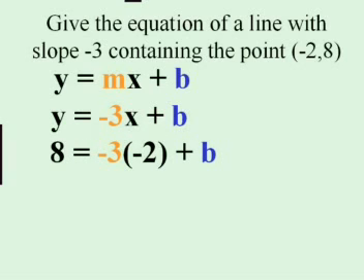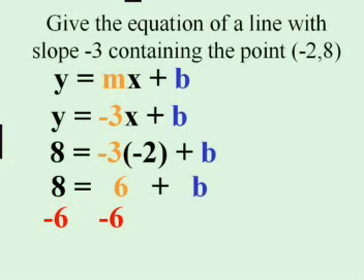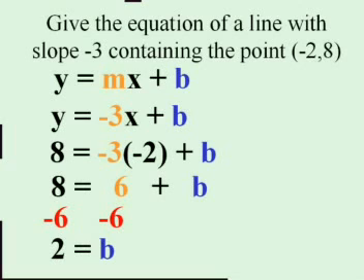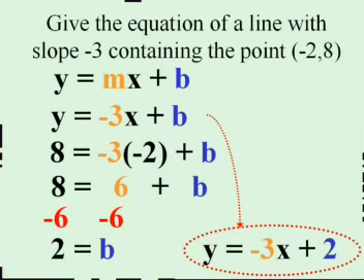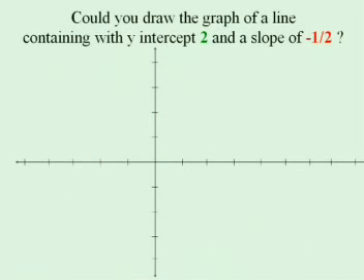Let's see, -3 times -2 is 6, so I'll solve for b. Probably do it in your head. And b is going to have to be 2. But remember, they asked for the equation. So there's your answer. You are correct, sir. Wait a minute, that gives me an idea.